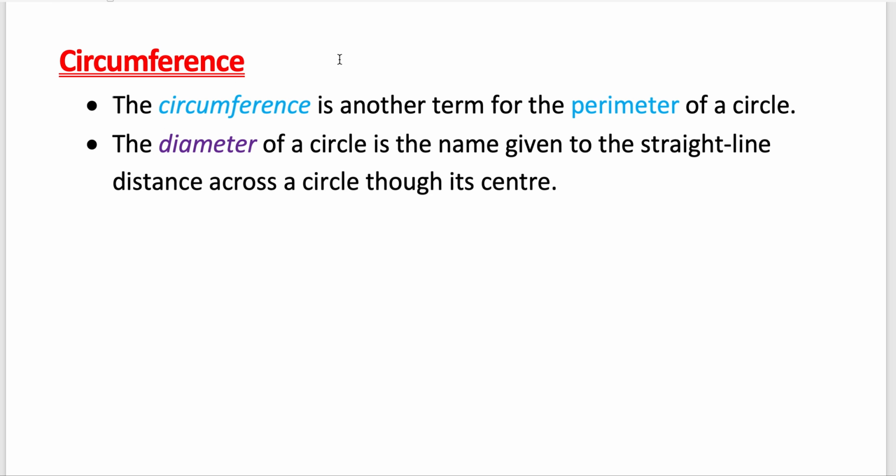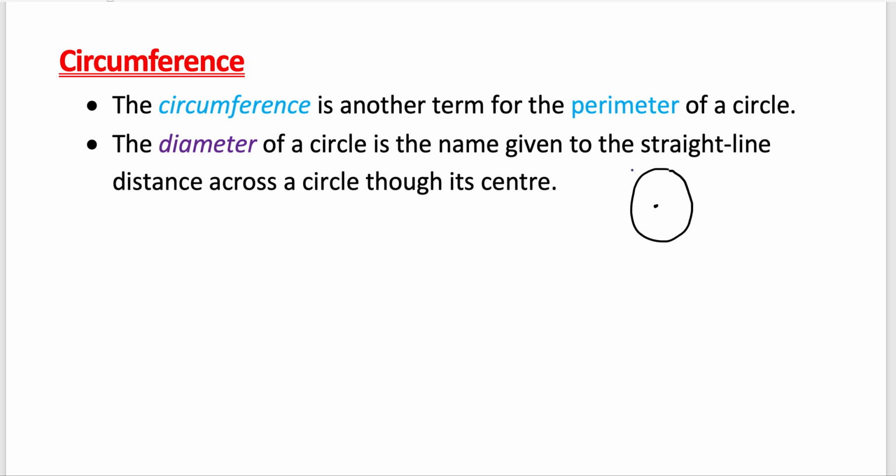The diameter of a circle is the name given to the straight line distance across a circle through its center. So in the video we saw, maybe I should draw this, even though it's not going to be perfect, but that's okay. So if I have a circle and I have my center, agree?